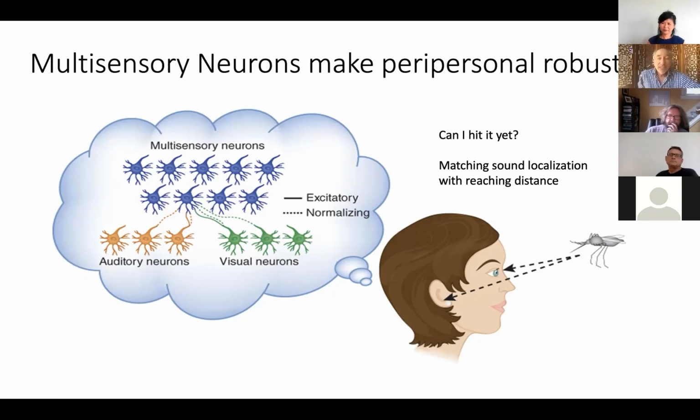Well, one thing is, can I hit it? So there is matching sound localization with reaching distance. And we're going to tie it to the visual neurons as well. So we're going to have it with vision, we're going to have it with haptics, and we're going to have it with audition.